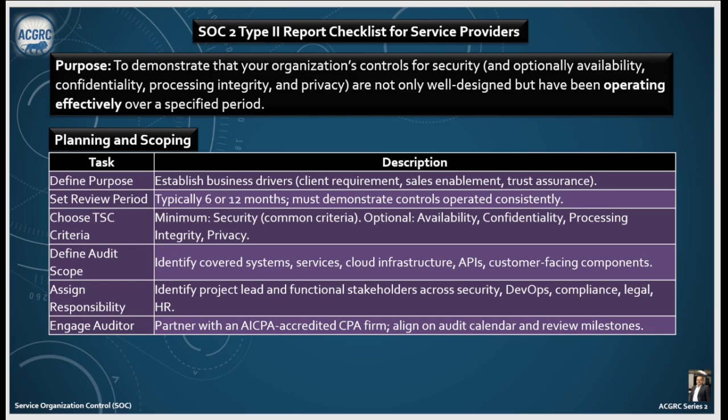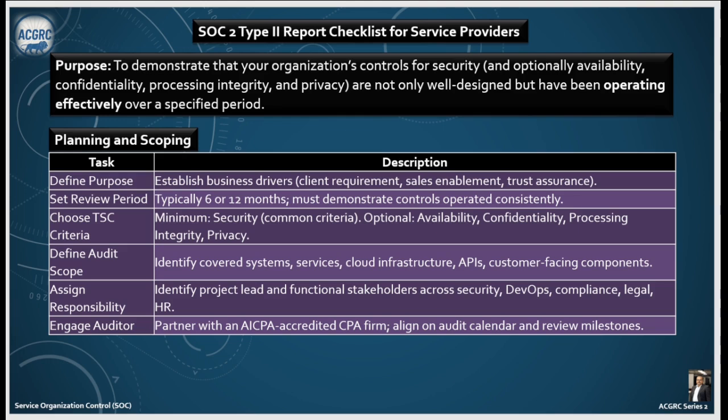So from a planning perspective, it starts with the same common step: define the purpose. In this case, the review period could generally be 6 months to 12 months. At minimum, it should have security, optionally availability, confidentiality, processing integrity, and privacy. But my recommendation is keep everything as minimum, nothing optional, because you never know what is being asked. And this should be part of a BAU, so this should be available with you. That's the basic expectation.